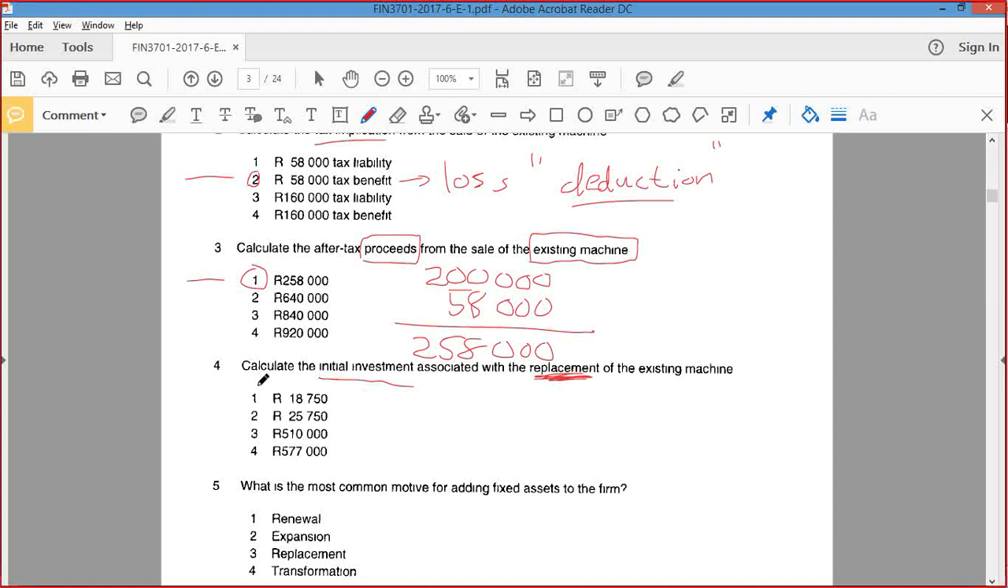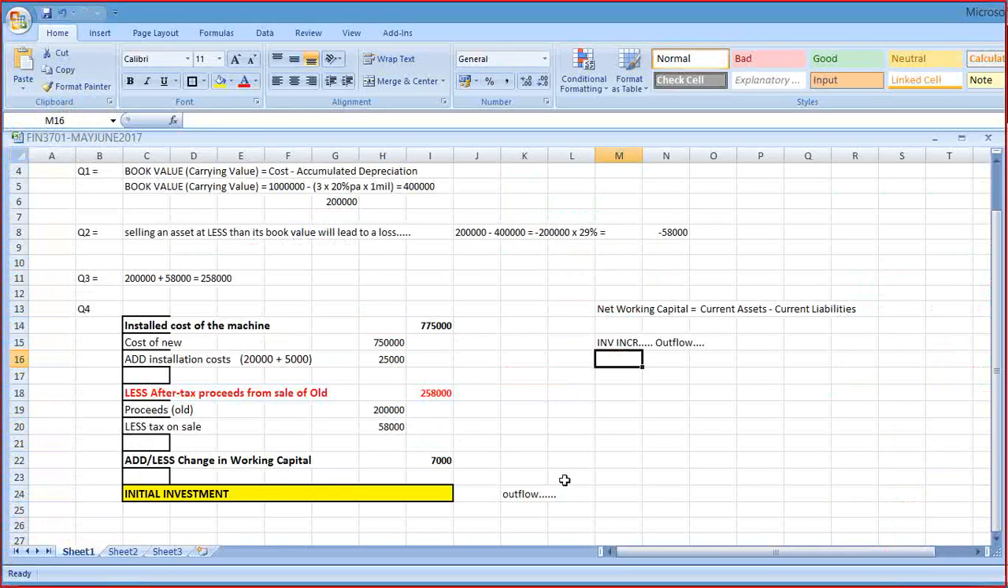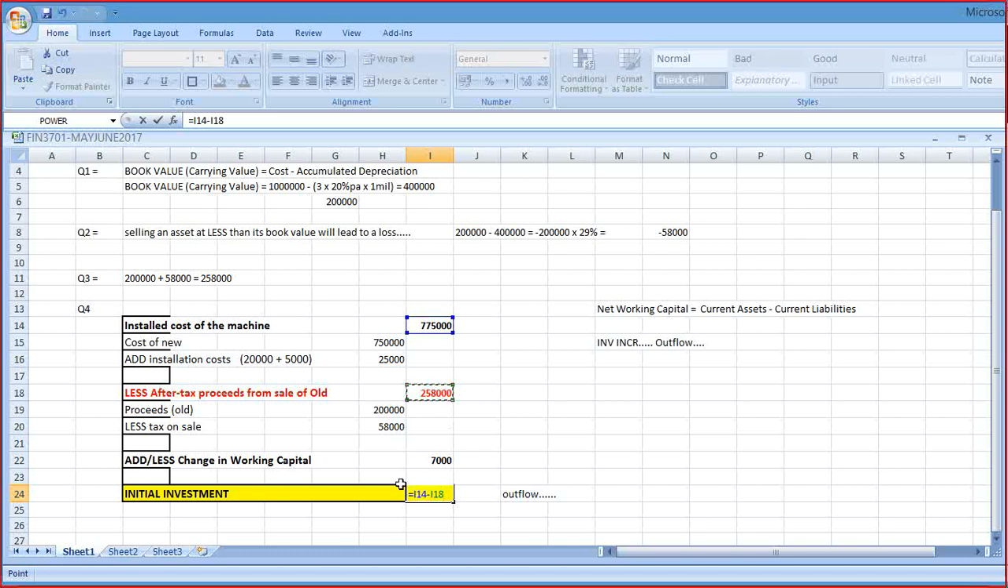All right, so coming back to this. Got your answer of 510. Okay, so let's go back and let's see. We've got the installed costs, so we take this. Okay, we less the after-tax proceeds. And this working capital change, we minus that as well. Yes. Okay. No, you actually would have added it because it's an outflow.